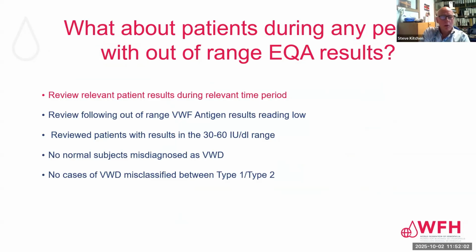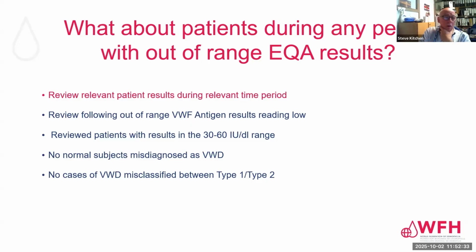And the 4 bullet points in blue, this is an example from my own lab a number of years ago. We used a previous VWF antigen method, but we noticed in EQA our results were reading low. We went to patient results that had been analysed during the period of the problem identified through IEQAS, and we paid particular attention to those patients whose results had been between 30 and 60 IU per deciliter, so around the critical areas for diagnosis, let's say.